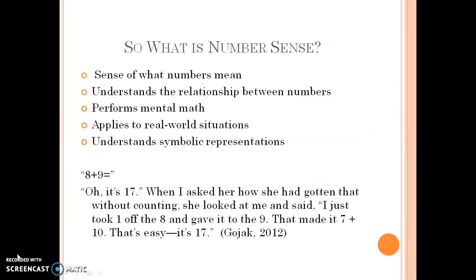So what is number sense? It's a sense of what numbers mean, understanding the relationship between numbers, the ability to perform mental math, apply to real-life situations, and understand symbolic representation.